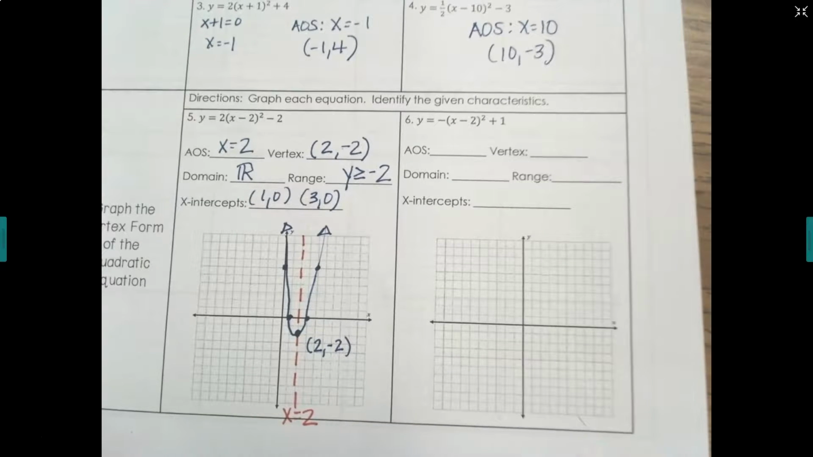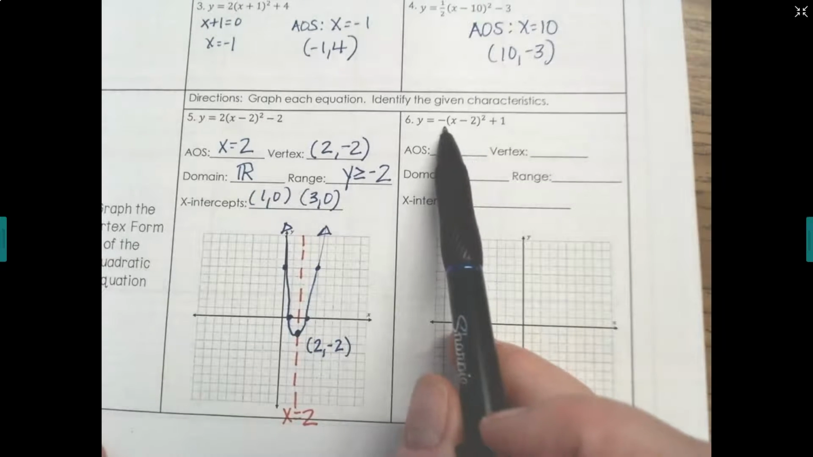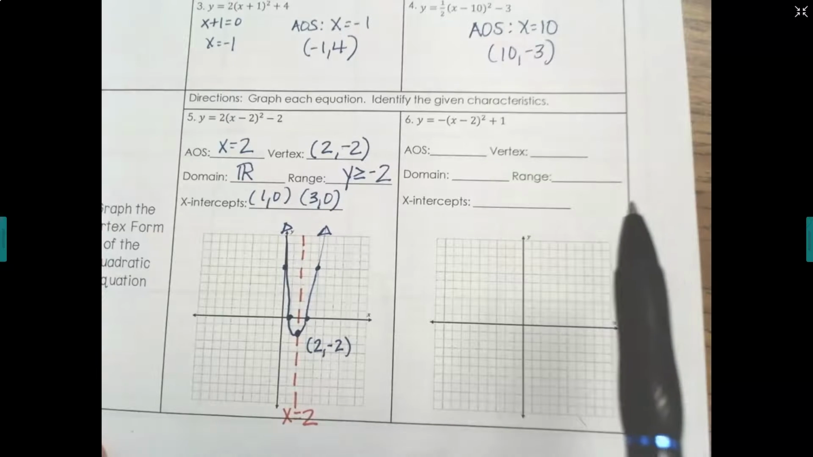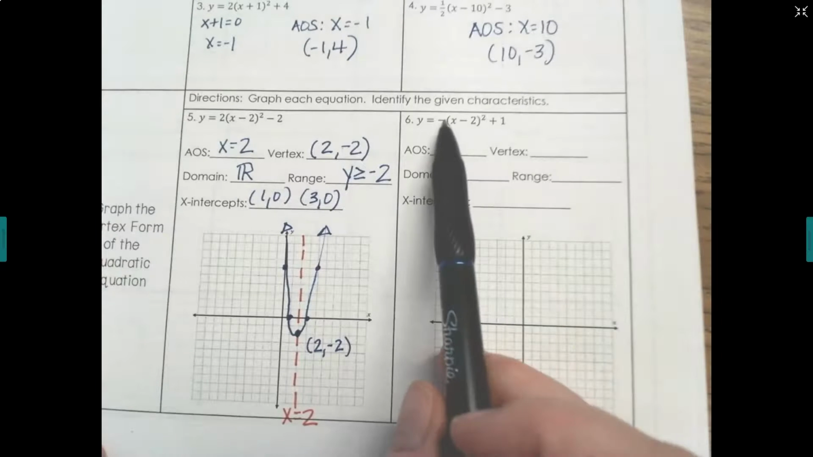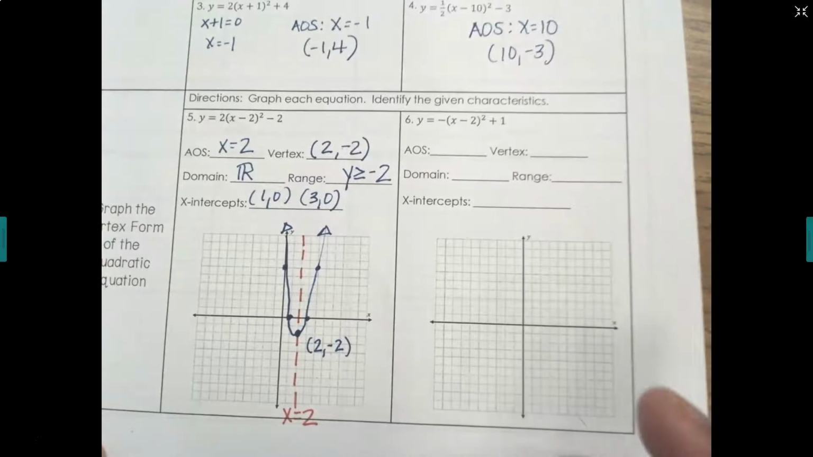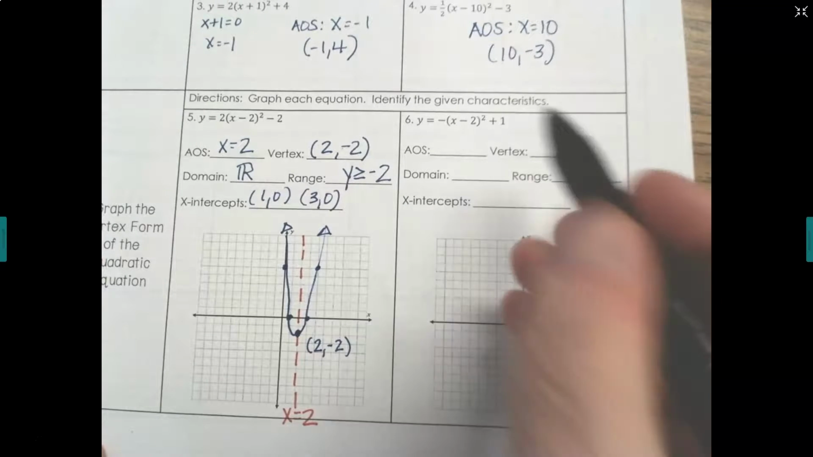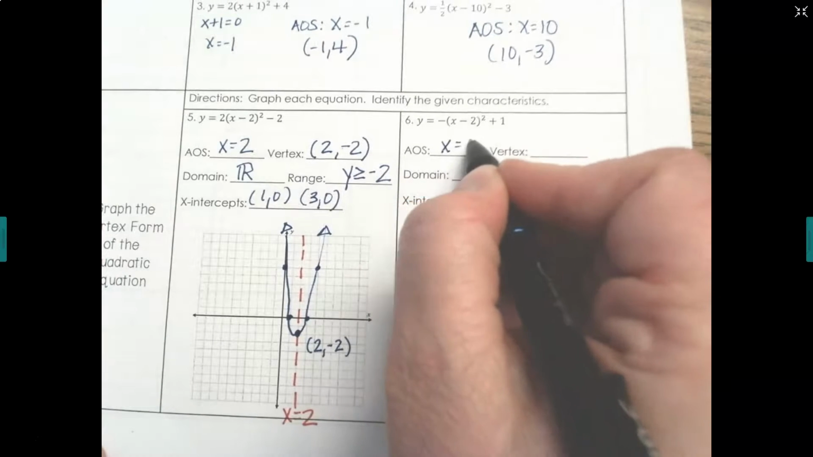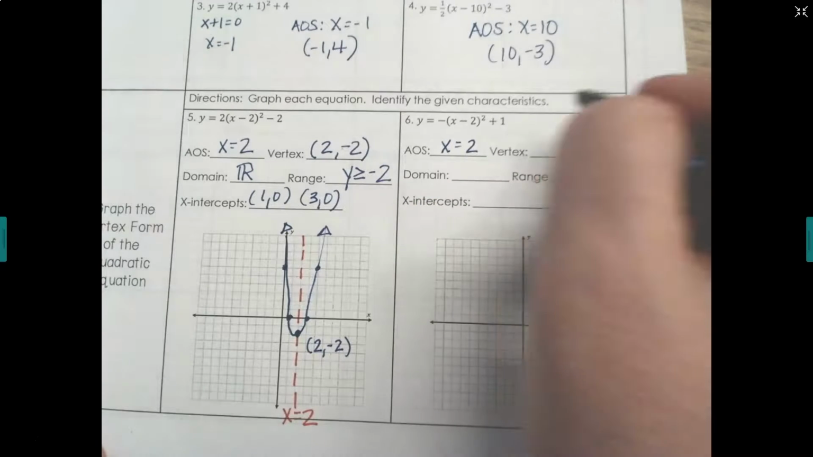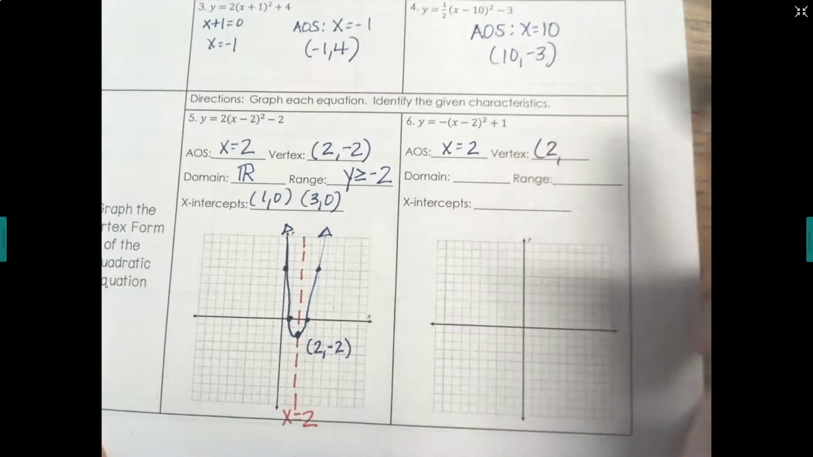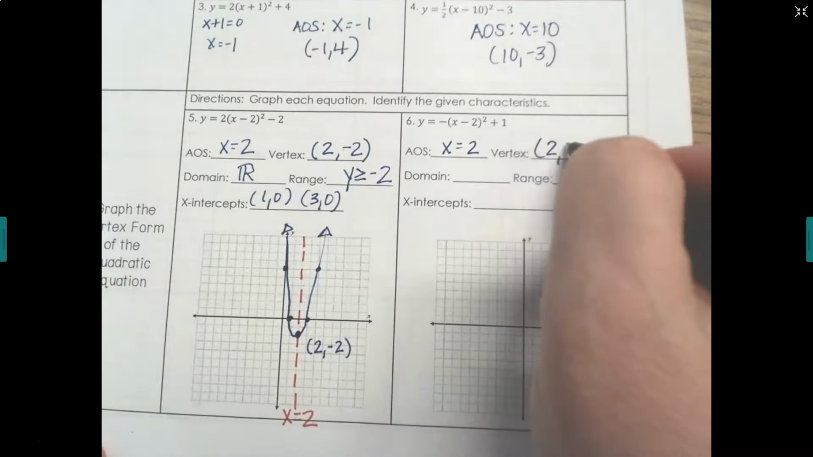Okay, so let's take a look at this one. Let's notice there's a negative sign here. A negative sign in front of a vertex form means the same thing as it does for standard form. That means this graph is going to open down. So our axis of symmetry, this is -2. So when I solve it, it's going to become a +2. So I know my x value of the vertex is +2, and then my k value off the end is +1.